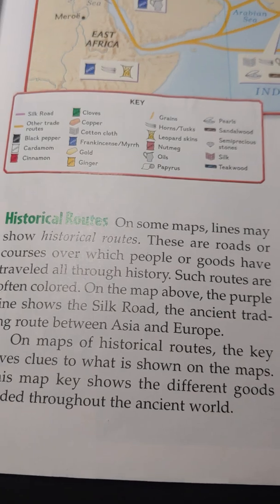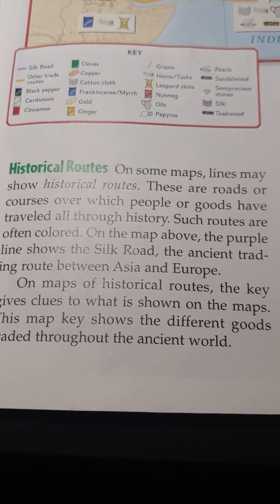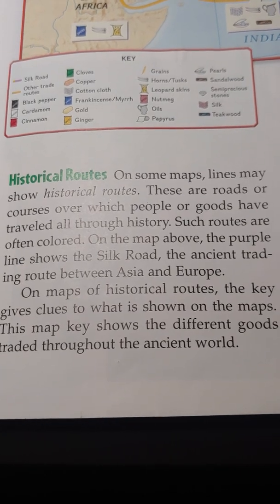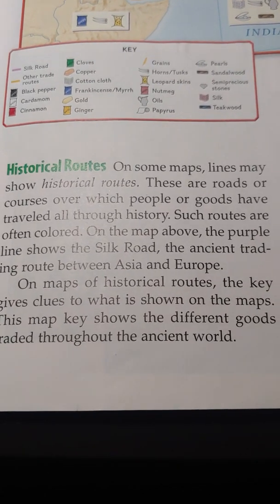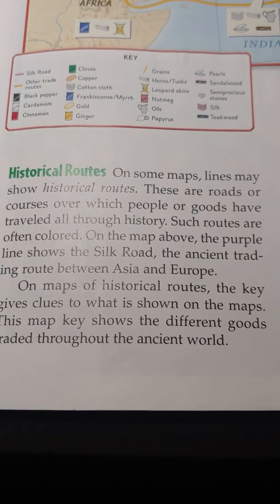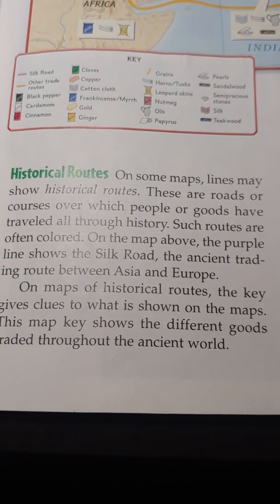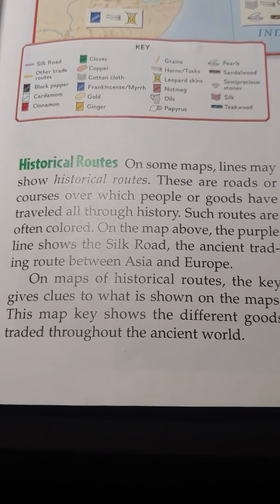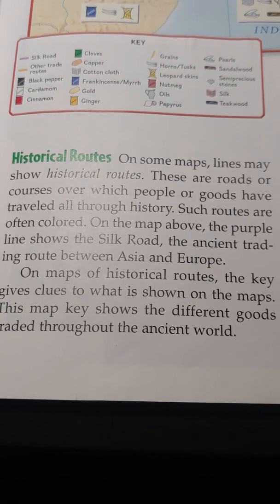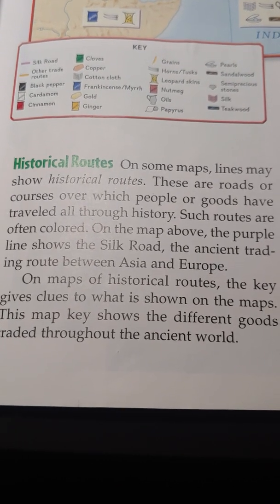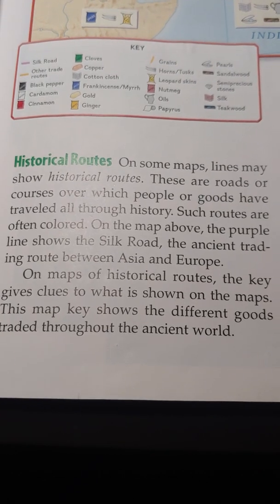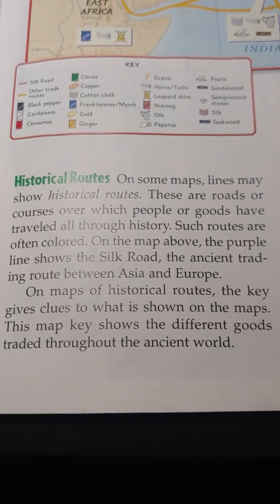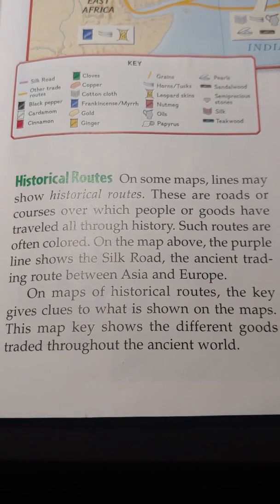Historical routes. On some maps, lines may show historical routes. These are roads or courses over which people or goods have traveled all through history. Such routes are often colored. On the map above, the purple line shows the Silk Road, the ancient trading route between Asia and Europe. Guess what they sent along that road a lot? Silk.